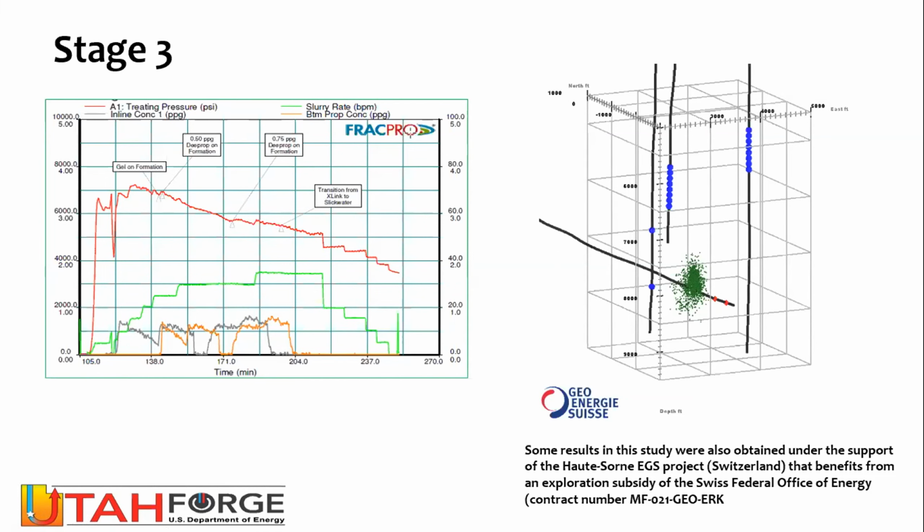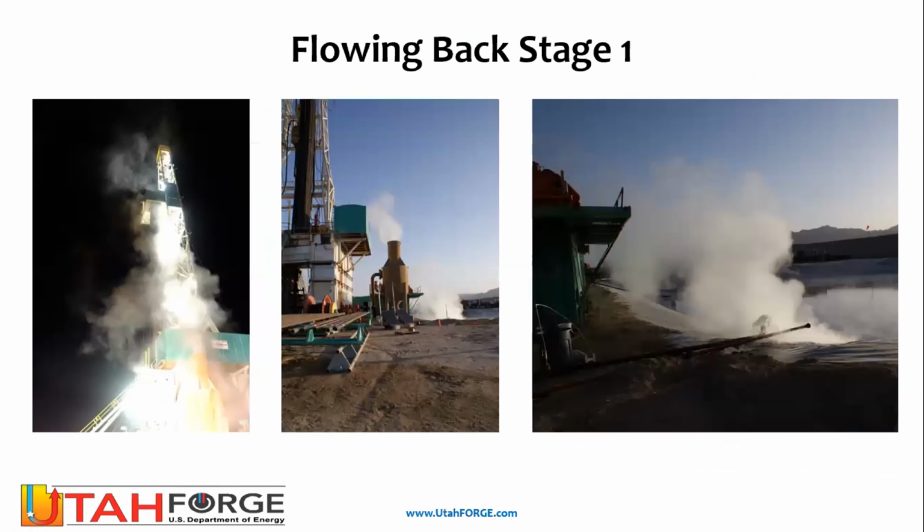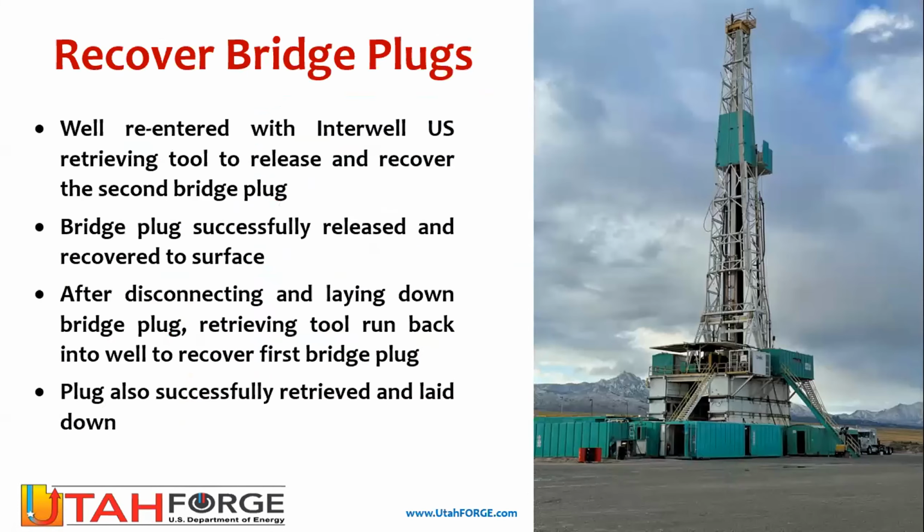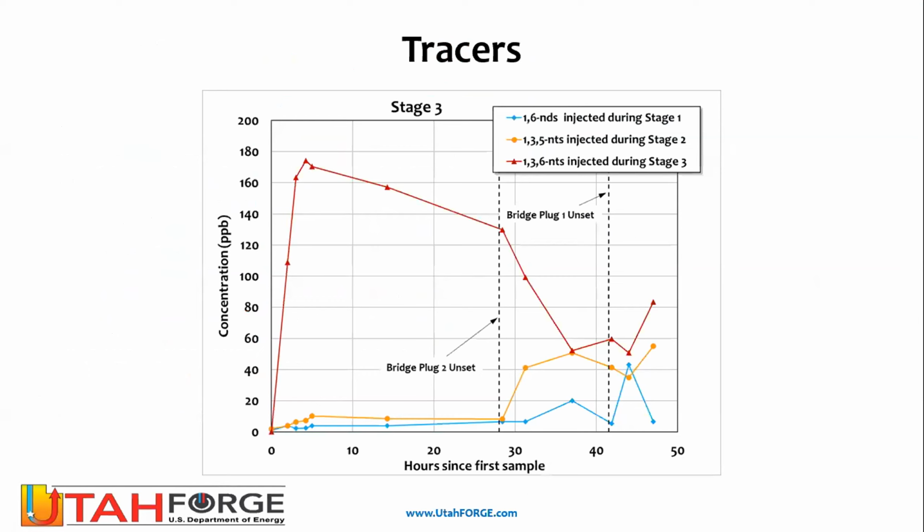The seismic data was acquired under the supervision of GeoEnergy, and it was a fantastic success acquiring these data. So the well was flowed back, surface temperatures in excess of 200 degrees Fahrenheit, and subsequently the 2 bridge plugs were successfully removed without issues, and preliminary tracer data shown here show, I think, that there was little interaction with the tracer from stage to stage.